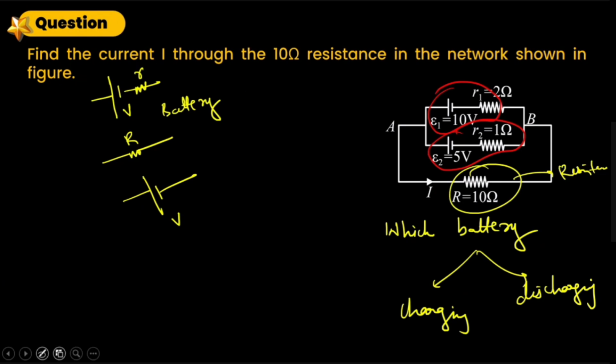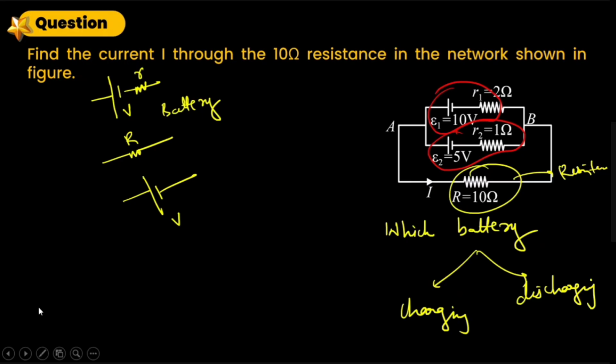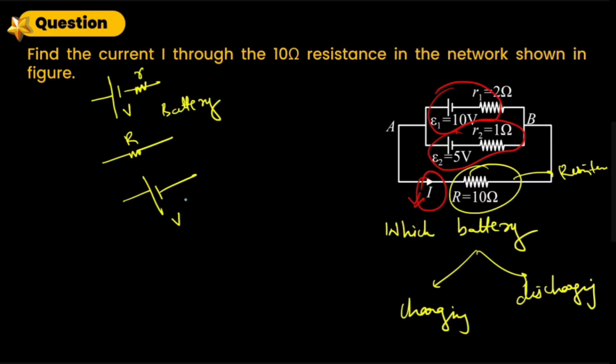So the question says, find the current through 10 ohm resistance in the network shown in the figure. So what is the value of this current? This is what we have to find here. Again, remember in this class we are going to solve so many numericals based upon Ohm's law, and this is one such numerical. So remember the relation V equals IR. This is always applicable everywhere in a circuit. So we have to find this I.